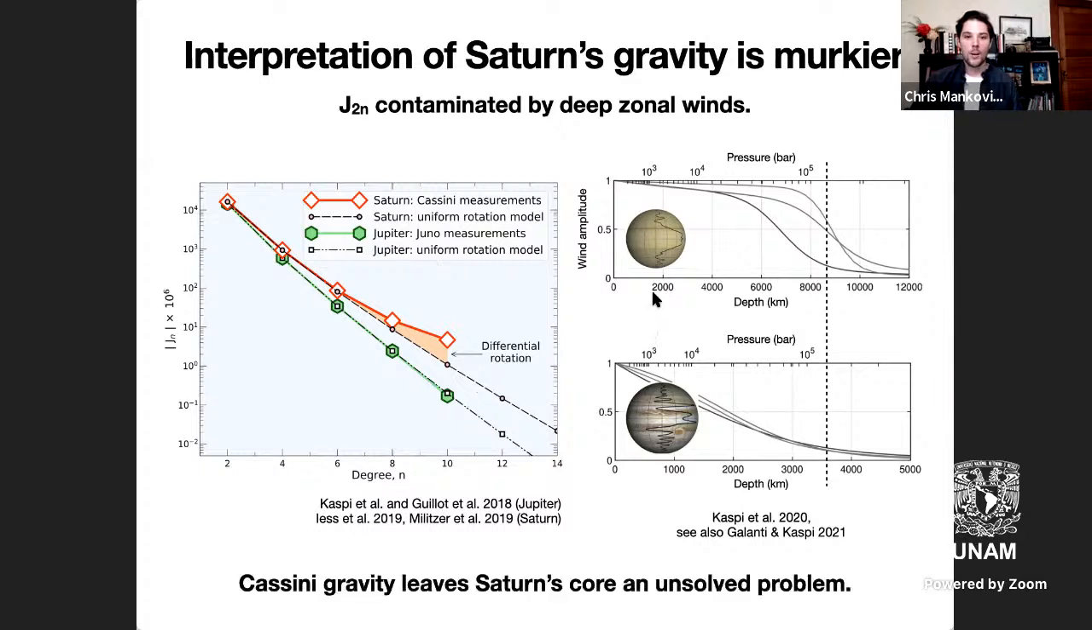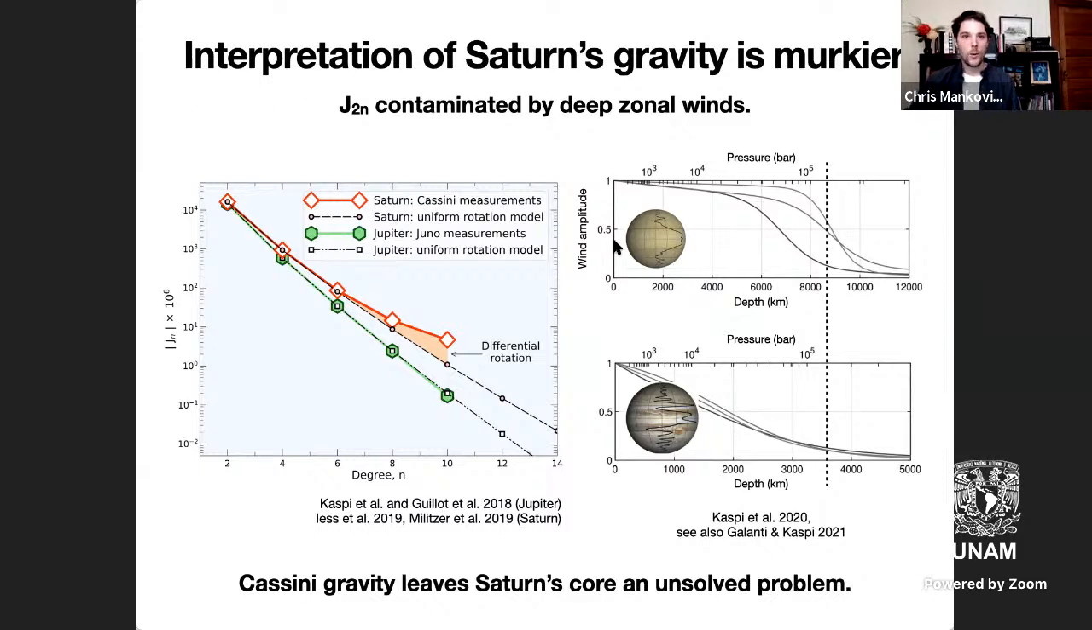And so an outcome of this is that we're not able to say anything quite as definitive about Saturn's interior mass distribution, because the J's, certainly J12, J10, J8, even J6, and even J4, when you look at it, are pretty significantly affected by the differential rotation. So it's a lot harder to say anything about the separate contribution from the interior density distribution. So it's a bit muddier. And unfortunately, this leaves Saturn's core as an unsolved problem from the perspective of Cassini gravity.